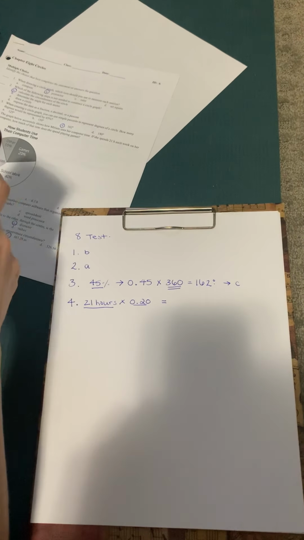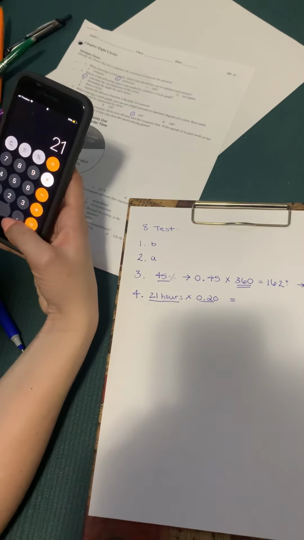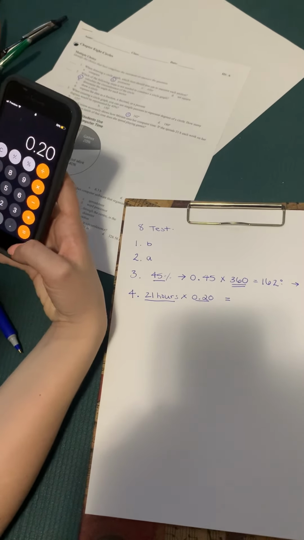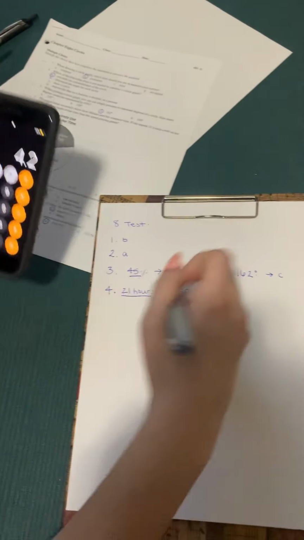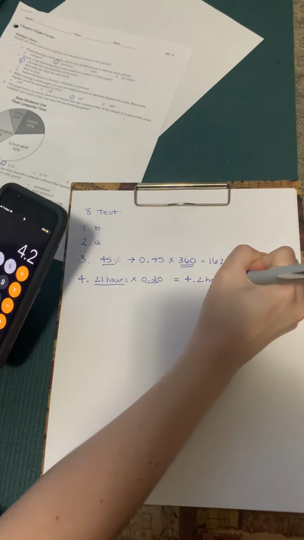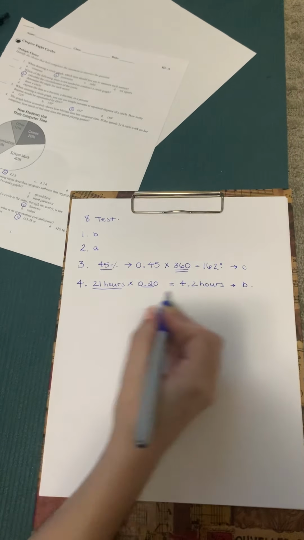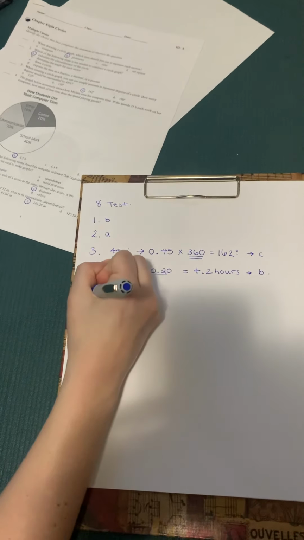So if I take out my calculator, I know that 21 hours times the 20% of the games means that she was playing games for about 4.2 hours, which is the same as B. So for number 4, the answer is B.